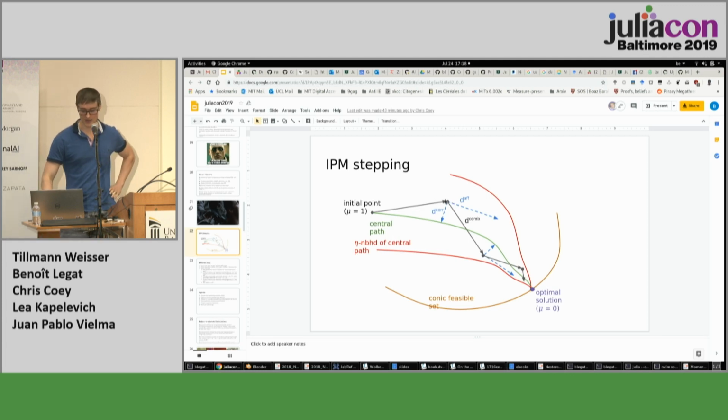Okay. So this is our second point here, and we're going to calculate an affine direction and a correction direction. The correction direction tries to keep us close to the central path, and the affine direction tries to take us towards the optimal solution a bit. The reason we want to stay near the central path is there's a bunch of reasons, but good numerics, and yeah, various complicated reasons. This is basically what all the conic interior point solvers do.